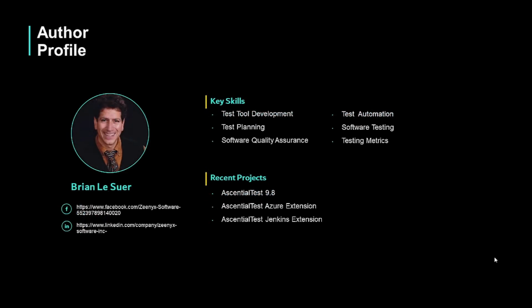I'm Brian Lesueur. I'm the CEO of Xenix Software. As you can see from my skills, I'm very heavily involved in test automation, test tool development, test planning, and so forth. Our most recent project is AscentialTest 9.8, and also we built some plugins because we're supporting continuous integration just like PowerBuilder. We've got a new plugin for Azure and a new plugin for Jenkins.